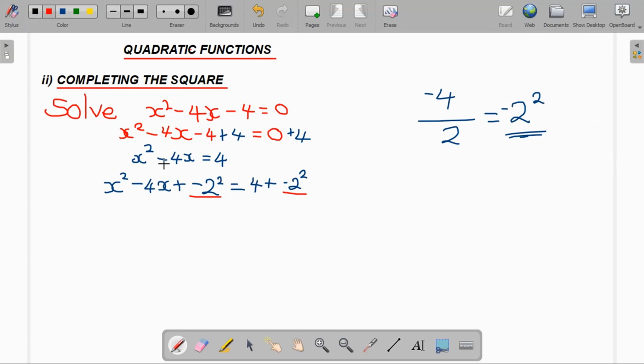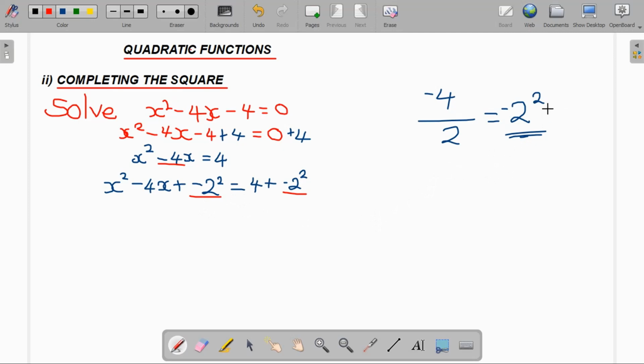This is where we got that. So we got the coefficient of x. So the coefficient of x is -4. So half of -4 gave us -2, and then we have to square this. So the coefficient of x, when we divide it by 2, the answer that it gives you, you have to square it. That's the whole essence.